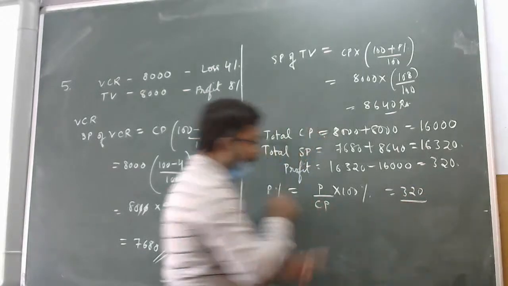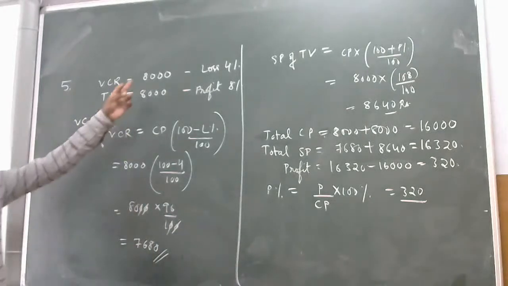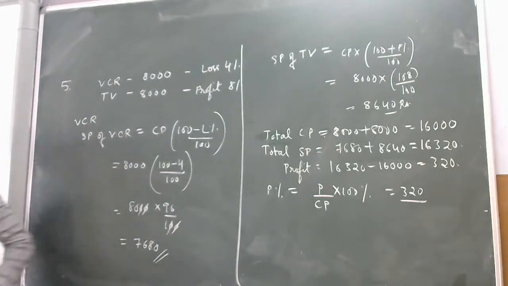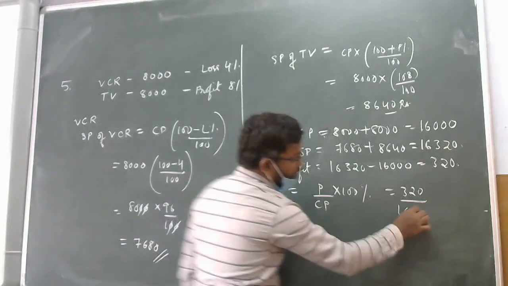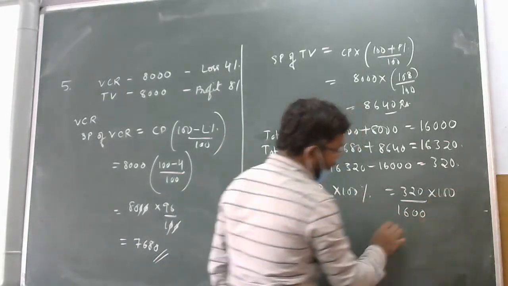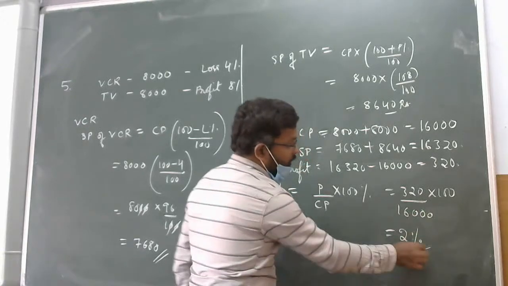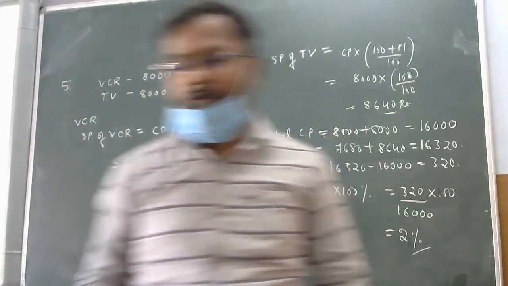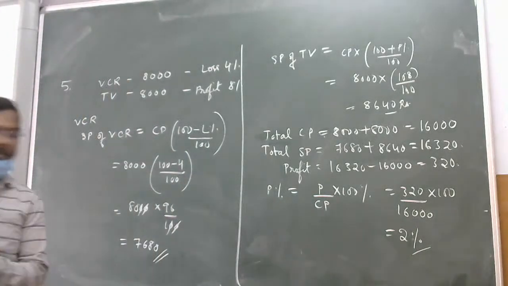So 320 divided by CP into 100. Now some people may take just one CP. But are we calculating our profit with respect to the price of TV or the price of VCR? No, with respect to the total price we are calculating. So we will take the total cost price, that is 16,000, multiplied by 100. So it will be 2%. So on the whole transaction he is getting 2% profit.